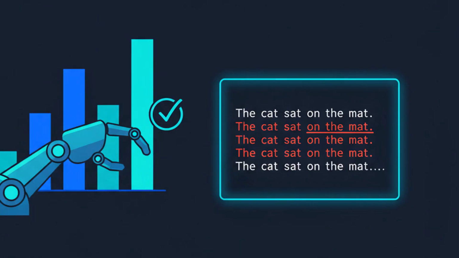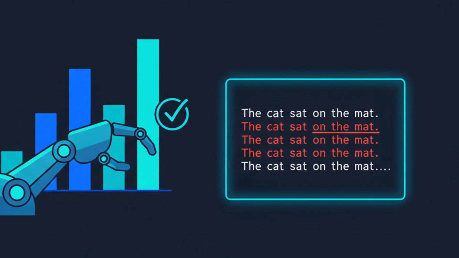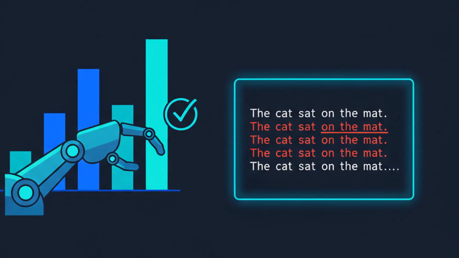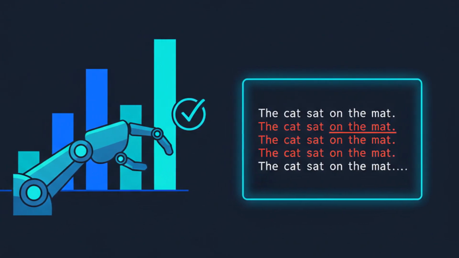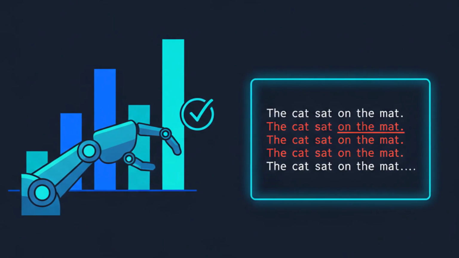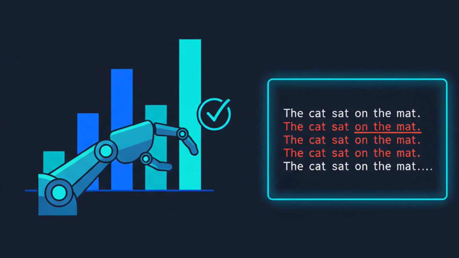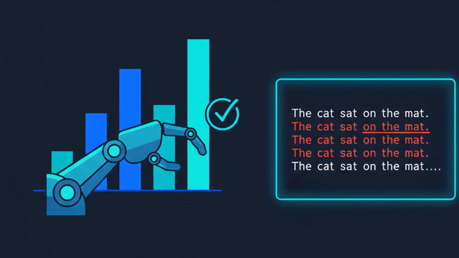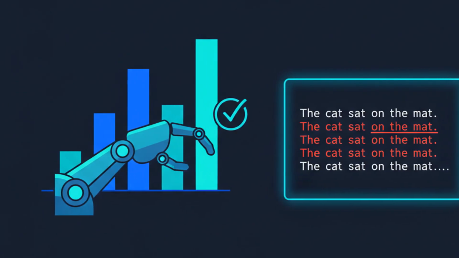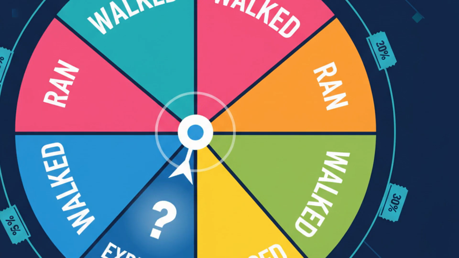The most obvious approach? Just pick the tallest bar every single time. This is called greedy decoding. If "the" has a 30% probability and nothing else comes close, we pick "the" and move on. Sounds reasonable, right? But here is the problem. Greedy decoding produces the same output every time for the same input. It is completely deterministic. And worse, it often gets stuck in repetitive loops, generating phrases like "the, they, the, they" or endlessly repeating itself.